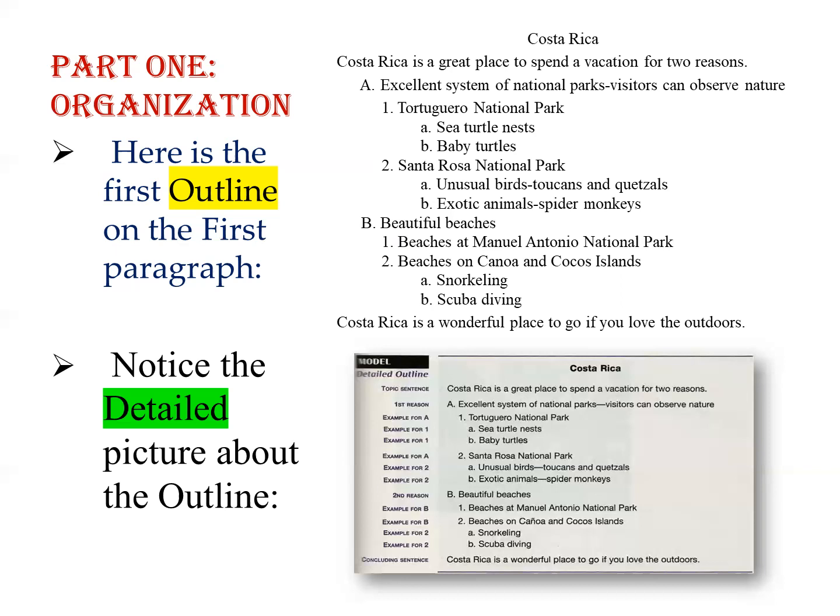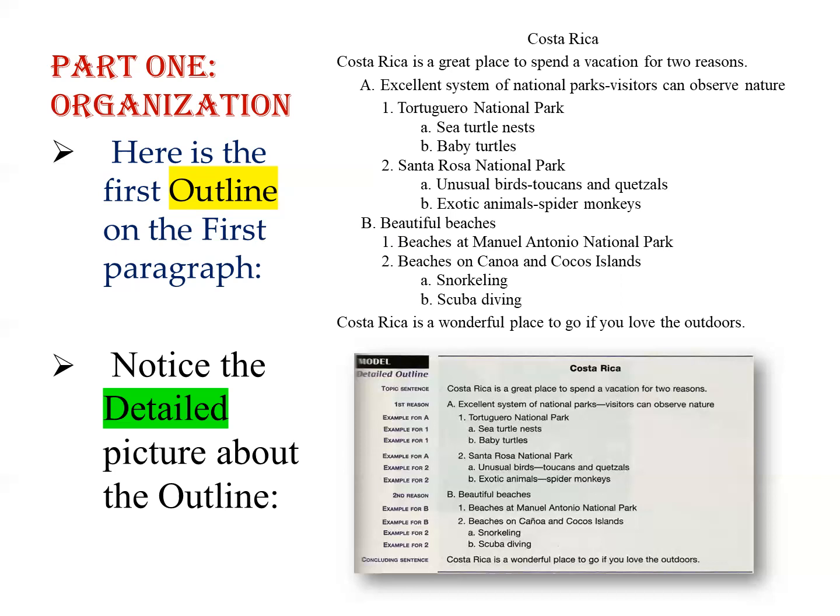Costa Rica is a wonderful place to go if you love the outdoors. Okay, but remember to remove the transition signal, which tells you that this is the concluding sentence, because in the outline, it is obvious that right now you are ending because it is the last sentence in the paragraph, okay? In the outlining, there is no need of transition signal to tell you that this is the concluding sentence. This is all about the first paragraph. The outline is really easy. You only bring the main points and you put it, okay?